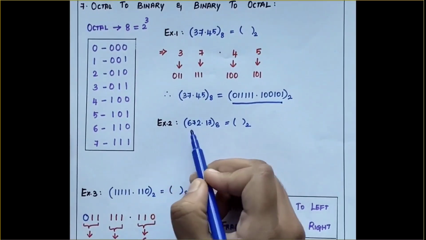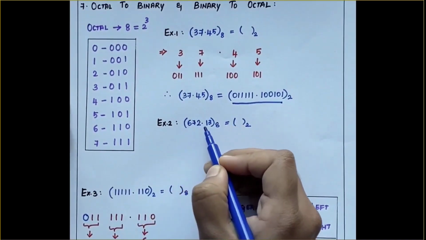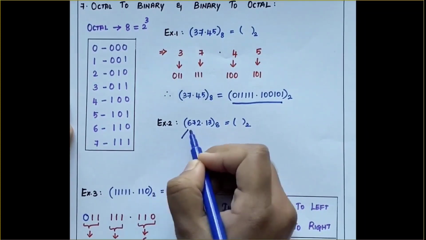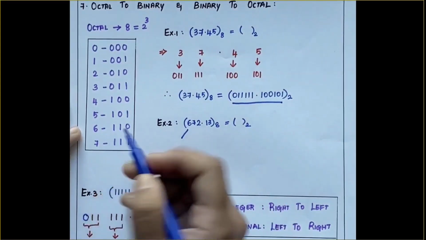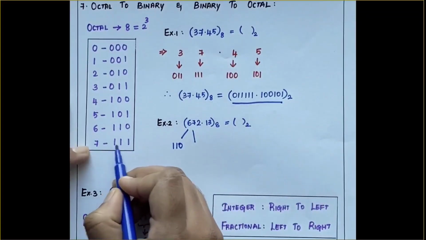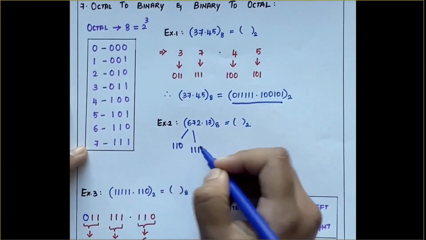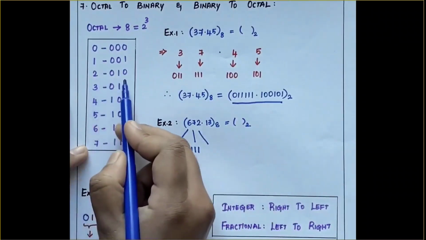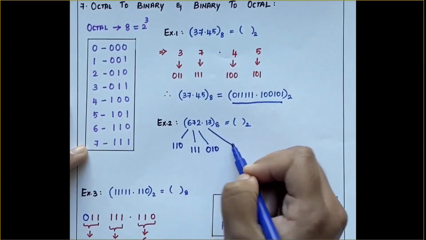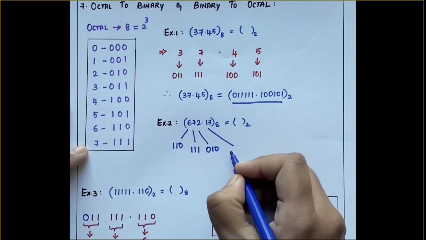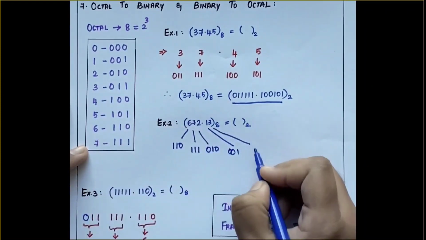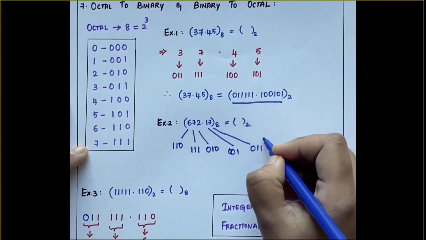Let us solve one more example. Given is 672.13. We have to convert this octal number into its binary. So for 6, let us write the value from the table, which is 110. Next for 7, it is 111. Next for 2, it is 010. Then after the decimal point we have 1 3. So for 1 it is 001, and for 3 it is 011. So these are the respective values.